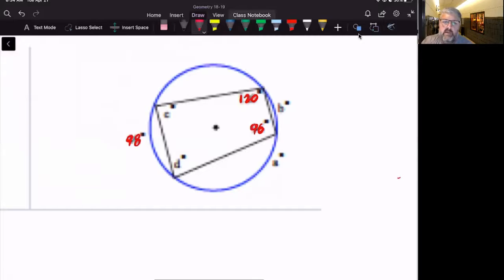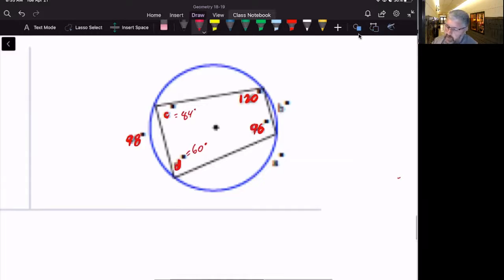All right. The easiest two to do first, actually, are C and D. Okay, because that goes back to what we looked at earlier. That opposite angles in a quadrilateral inscribed in a circle are supplementary. So that means 120 and D are supplementary, which means D then is going to be 60 degrees, right? And then C would be 84 degrees because it's supplementary to 96. Okay, so those two are the easier ones to get through.